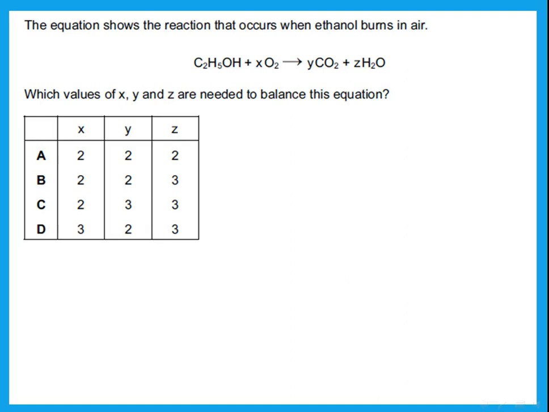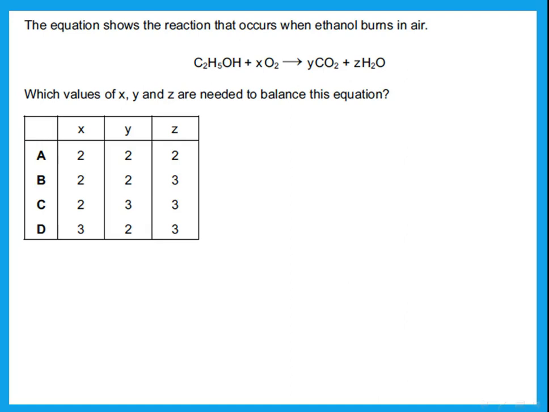That means we have 6 hydrogens before the arrow. And that means after the arrow, I need 2 times something to give me 6. So Z has to be 3. So we said Y is 2, and Z is 3. So we are basically looking at B or D.